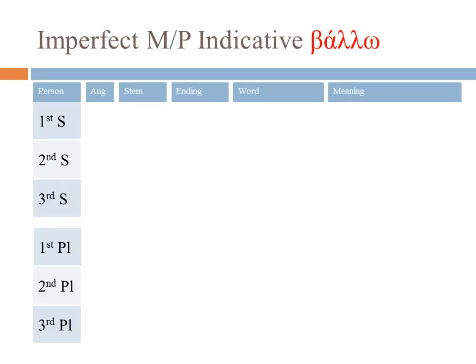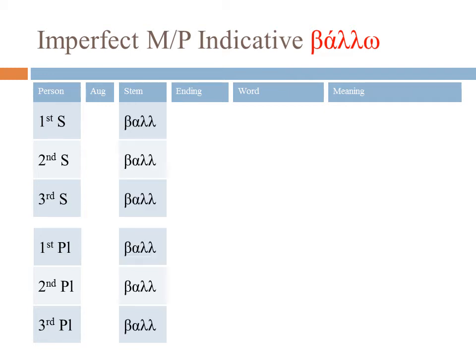Middle passive indicative of ballo. Remember, in the present, the middle passive is used for the passive. That is, the middle endings are also the passive endings. So it's also true in the imperfect. In the imperfect, the middle endings can also be passive endings. So let's look at it. The stem we're going to use is ball. It's the present stem because the imperfect takes the present stem.